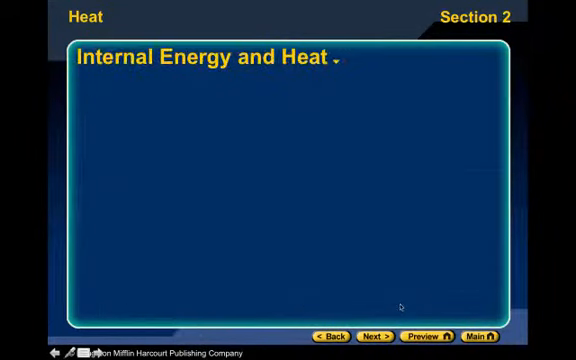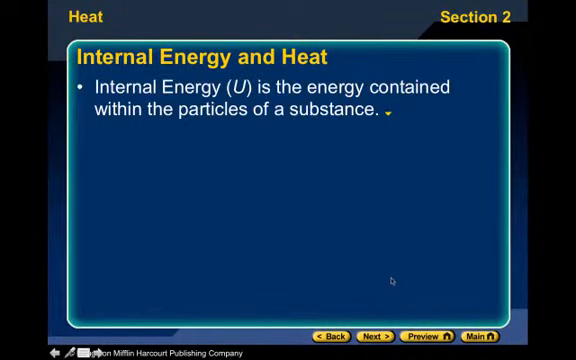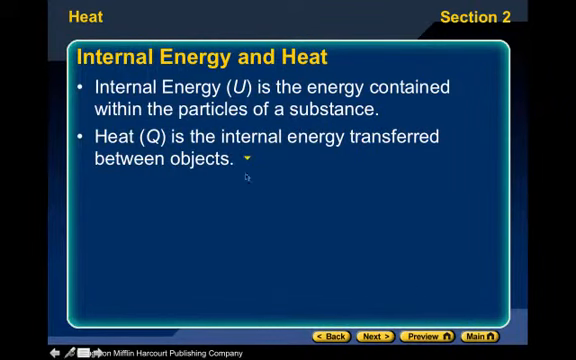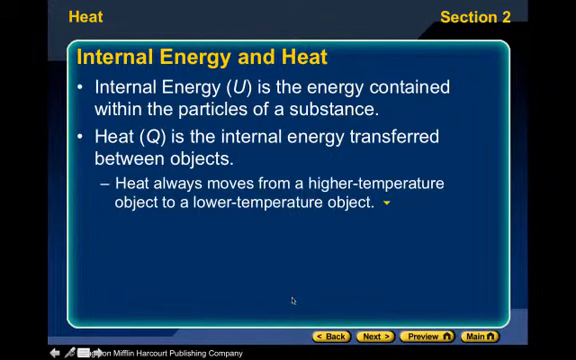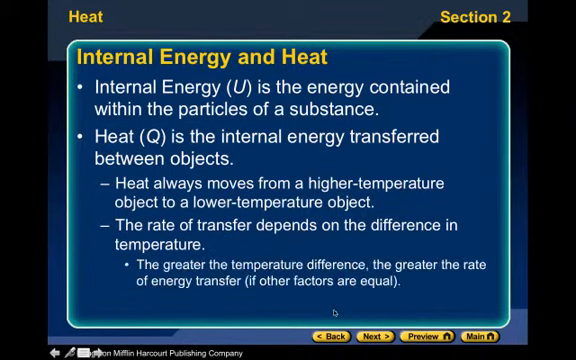So internal energy is represented by the letter U, and it's the energy contained within the particles of a substance. And heat is represented by the letter Q. It's the internal energy transferred between objects. So heat always moves from high temperature to low temperature, and the rate of transfer depends on the difference in temperature. So if you touch something really hot, the heat is transferring really fast, which is why it feels really hot.